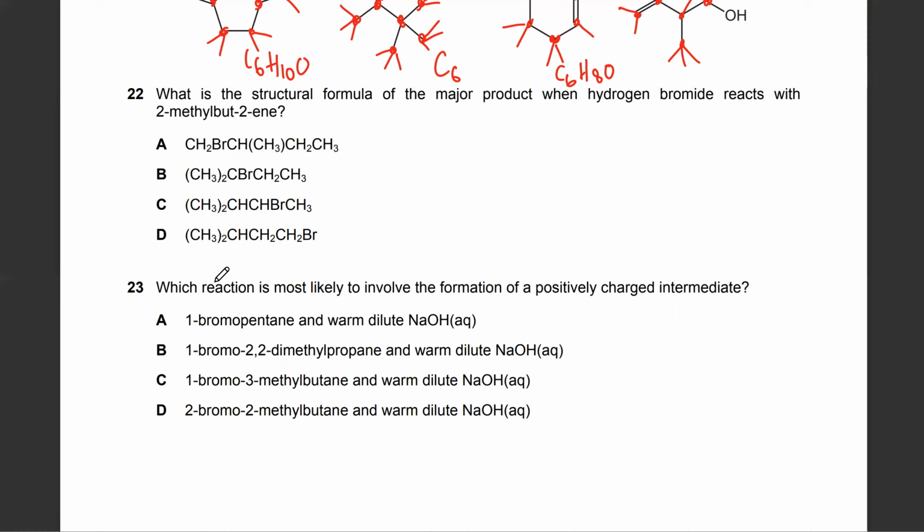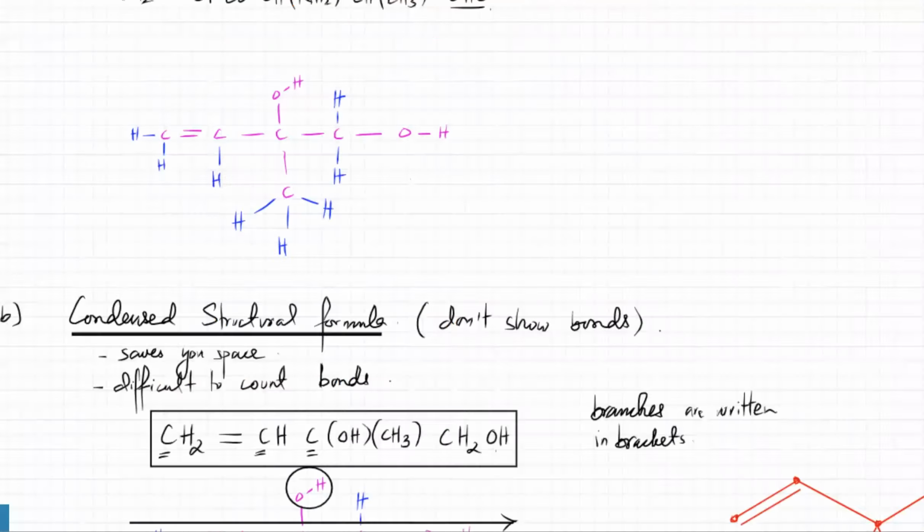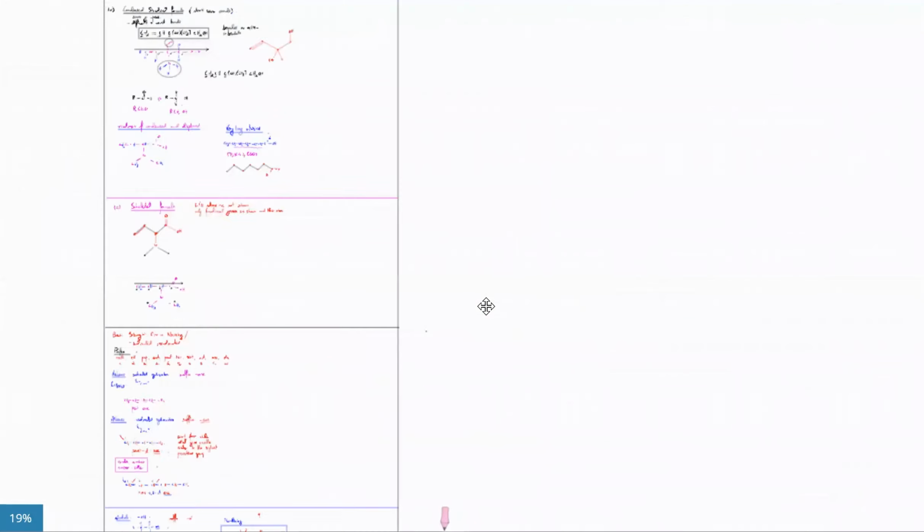is about what is the structural formula of the major product when HBr reacts with 2-methyl butene. So he is referring to the major product. Where did we do major products? Just a second. Let's just quickly have a look at major and minor products once more. So we did do this.